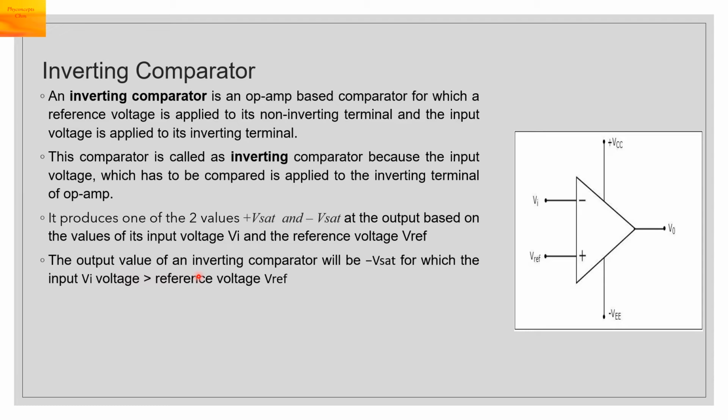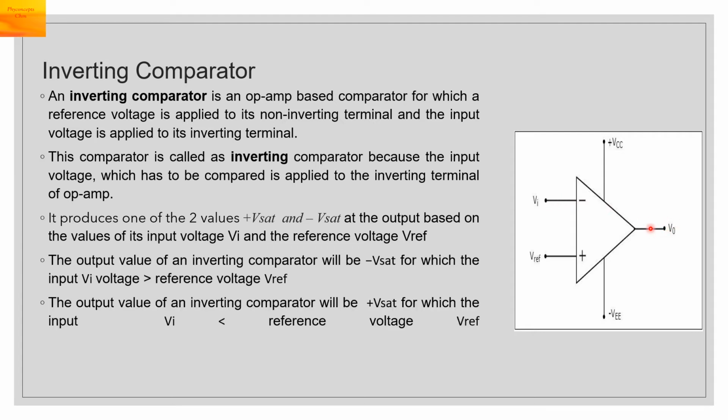The output of the comparator will be minus Vsat when Vi is greater than Vref. As it is an inverting op-amp, you apply a positive voltage, and you are going to get a negative voltage. The output will be plus Vsat when Vi is less than Vref.